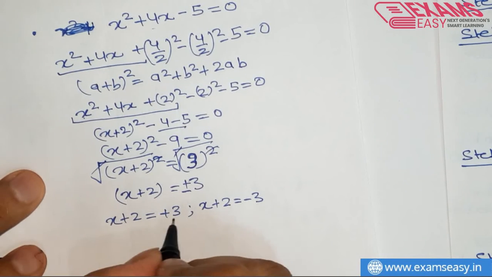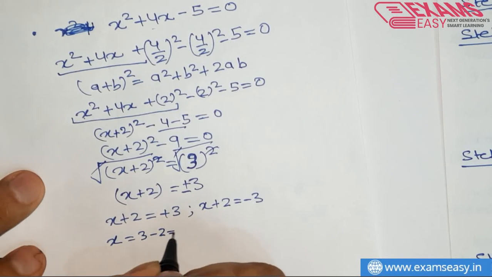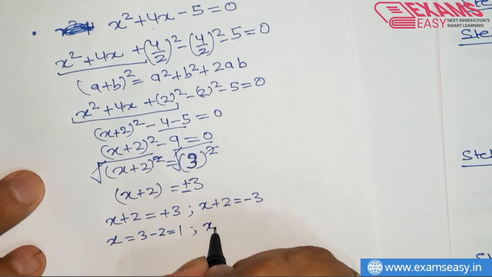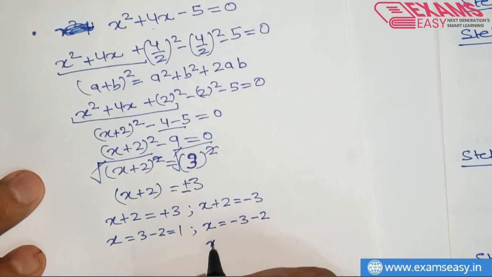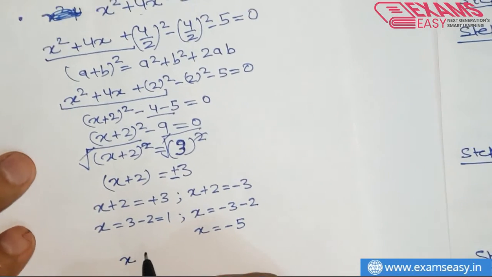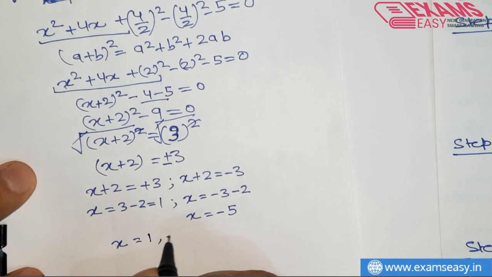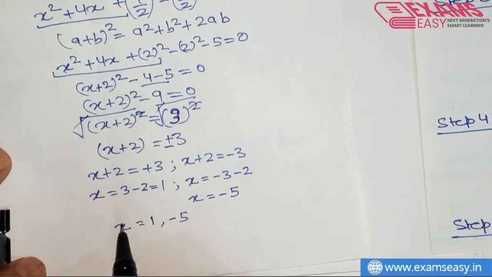So by evaluating this, we get x is equal to 3 minus 2, which is nothing but 1, and from the other expression we get x is equal to minus 3 minus 2, and x is nothing but minus 5. So we are getting two roots of the equation as x equal to 1 and minus 5. So friends, we have got two roots of the equation. Let us check whether these roots are correct or not.